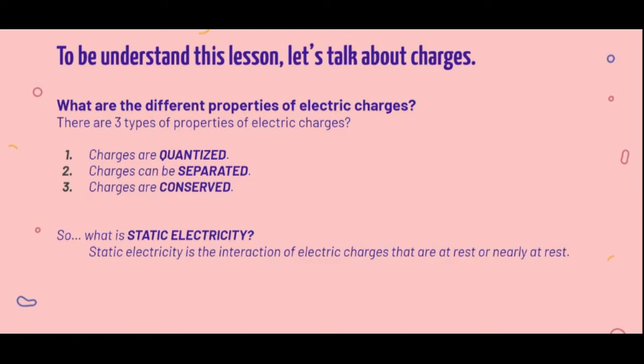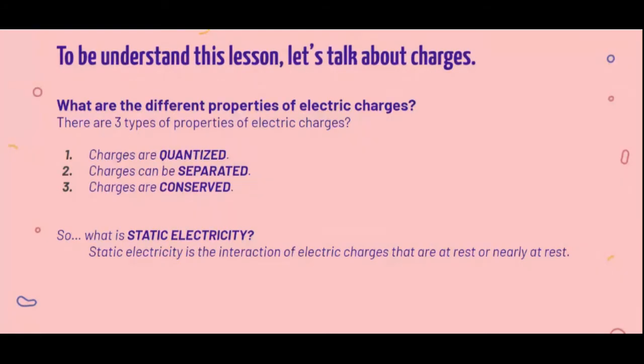It is, and you cannot destroy it. If you disintegrate an object, the charges remain. Okay, the charges remain because it is made out of matter. It has an innate electric charge. So again, the three properties of electric charges are quantized, charges can be separated, and also they are conserved.